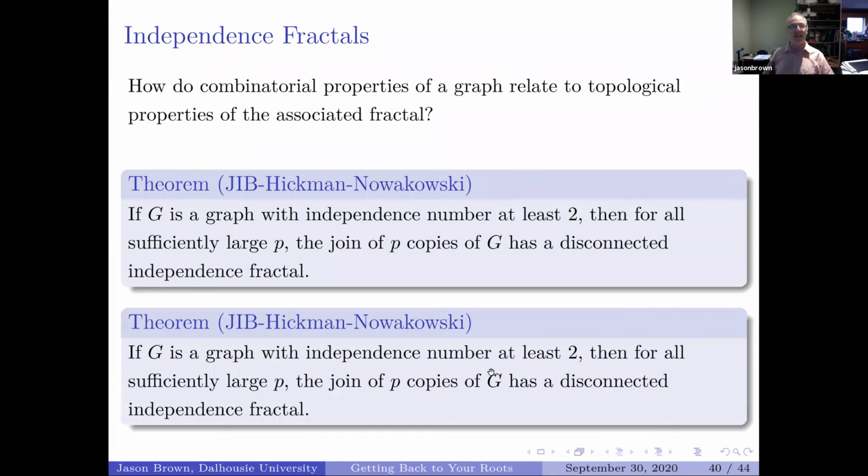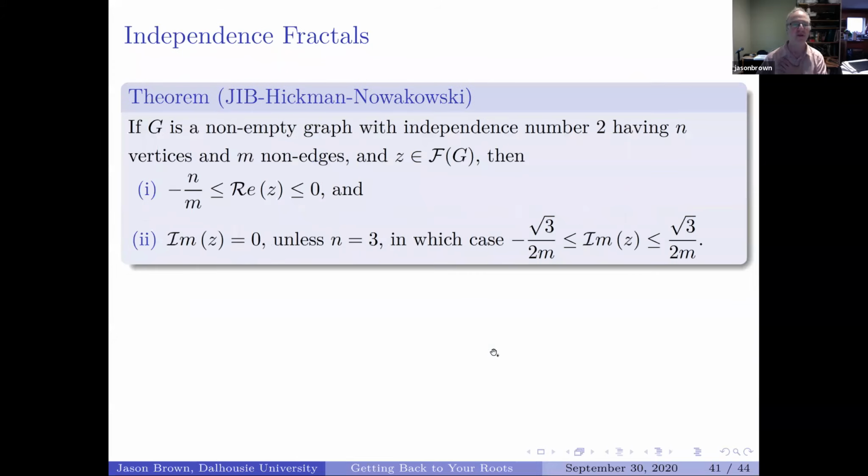We prove that if G as well is a graph with an independence number at least 2, if you take the join, so this is by accident the same theorem. So let me go on to the next one.